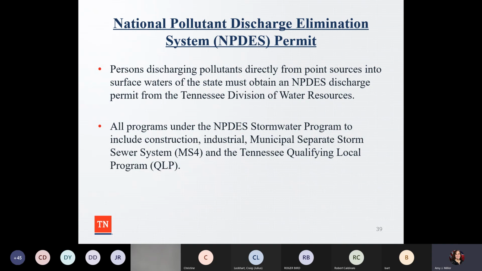And one thing that a lot of times citizens have questions about is, is my community an MS4, right? So I actually wrote out what that is, because there's an M and then 4 S's. You have municipal separate storm sewer system, right? That's the MS4. And then there's also the Tennessee Qualifying Local Program, the QLP.